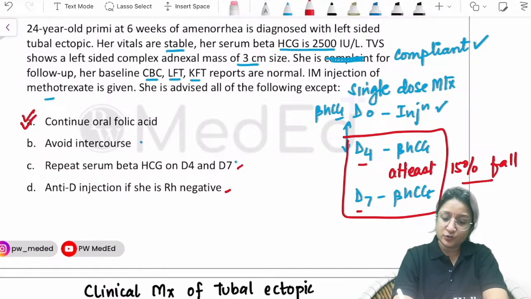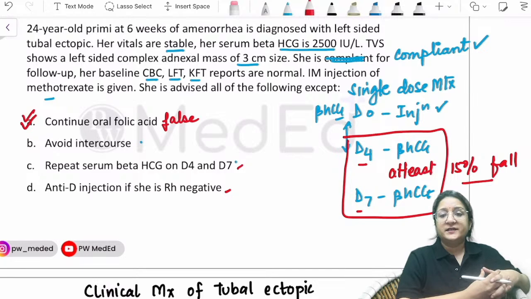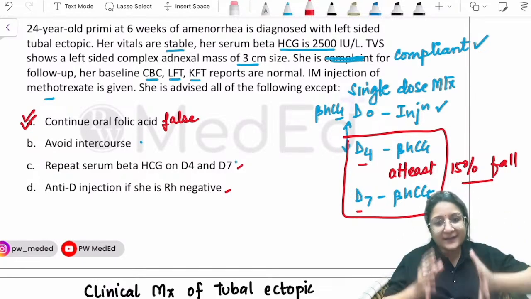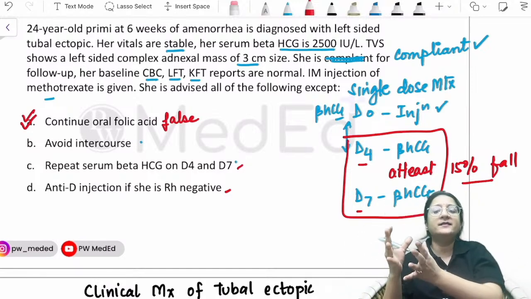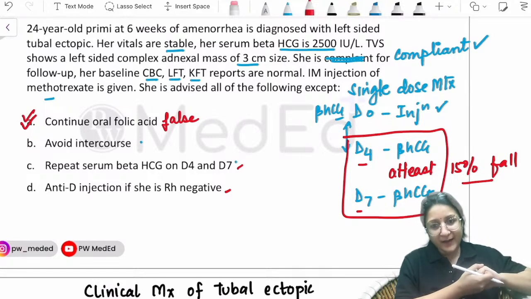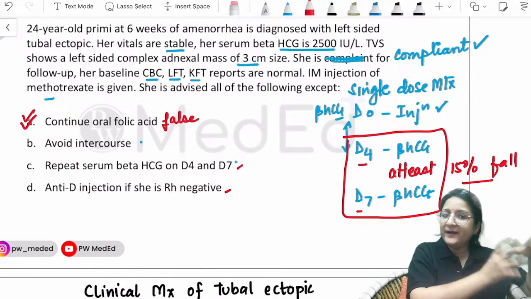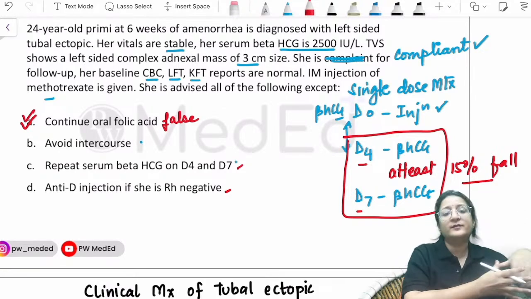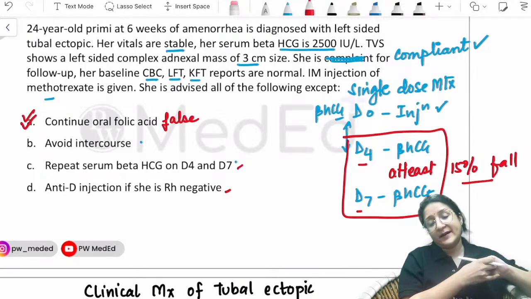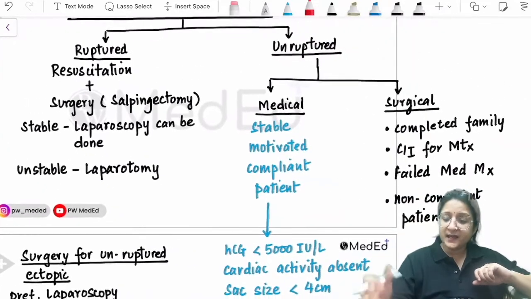She is advised to stop oral folic acid. Methotrexate is an anti-folate drug. It acts by targeting the folate reductase enzyme. So when we have to give methotrexate, we ask the woman to stop taking oral folic acid. Keep that in mind. Okay, so clinical management of ectopic pregnancy, we have discussed much of it.